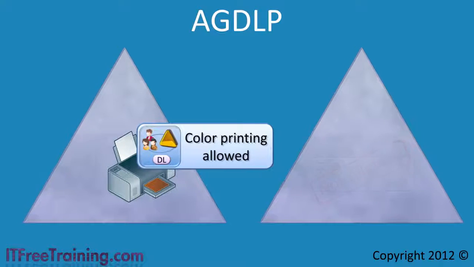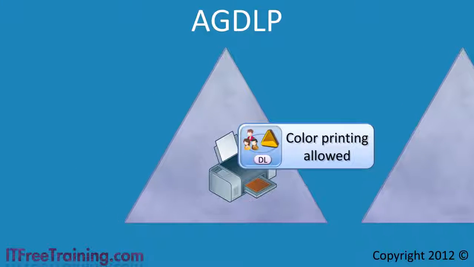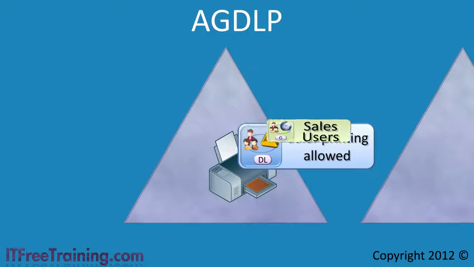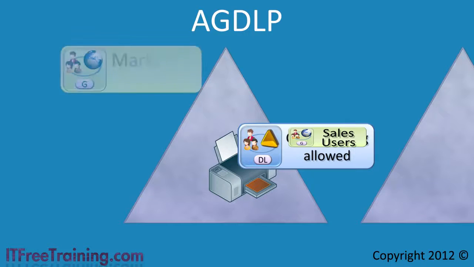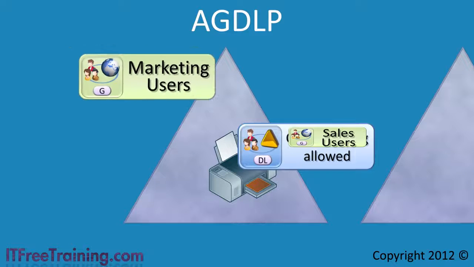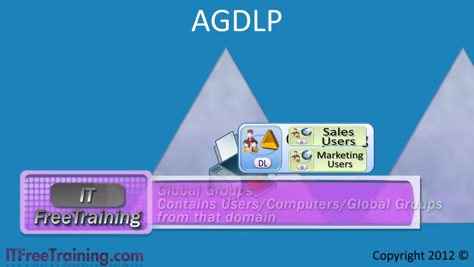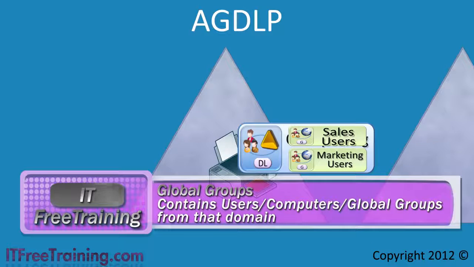The next group is the global group. A global group is created and put into the domain local group. In this case, I will call the group Sales Users. I could also create another group called Marketing Users and put this group in the domain local group Color Printing Allowed. Remember that global groups only allow users, computers, and other global groups to be put in them that come from the domain that the global group was created in.